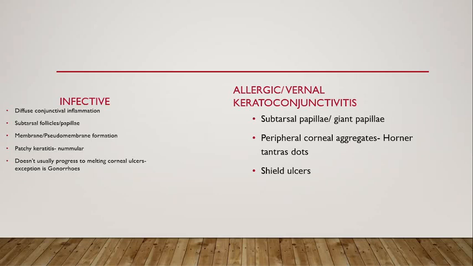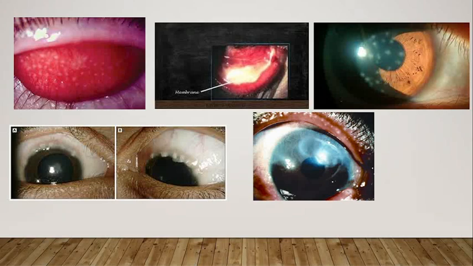Allergic ones can give rise to subtarsal giant papillae, and also in allergic they have these peripheral inflammatory aggregates called Horner-Trantas dots, and shield ulcers. These large papillae put pressure on the cornea, and they have a kind of ulcer due to pressure.